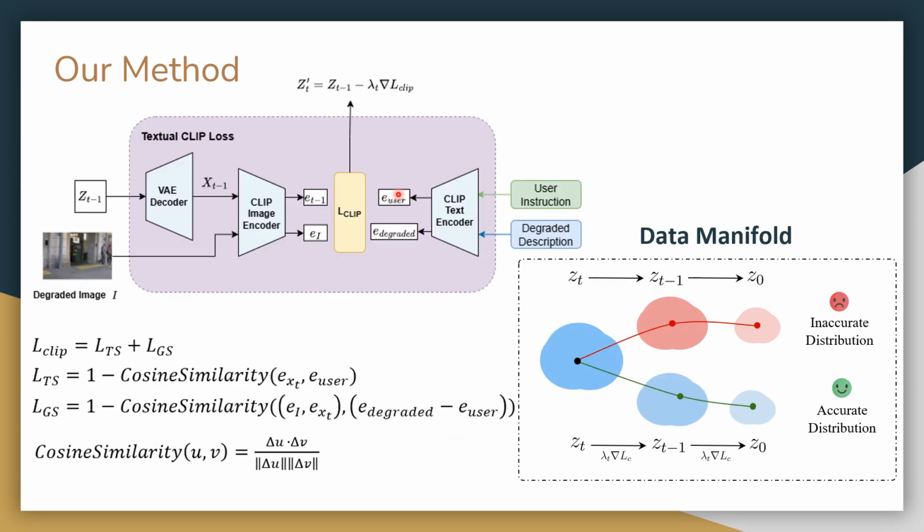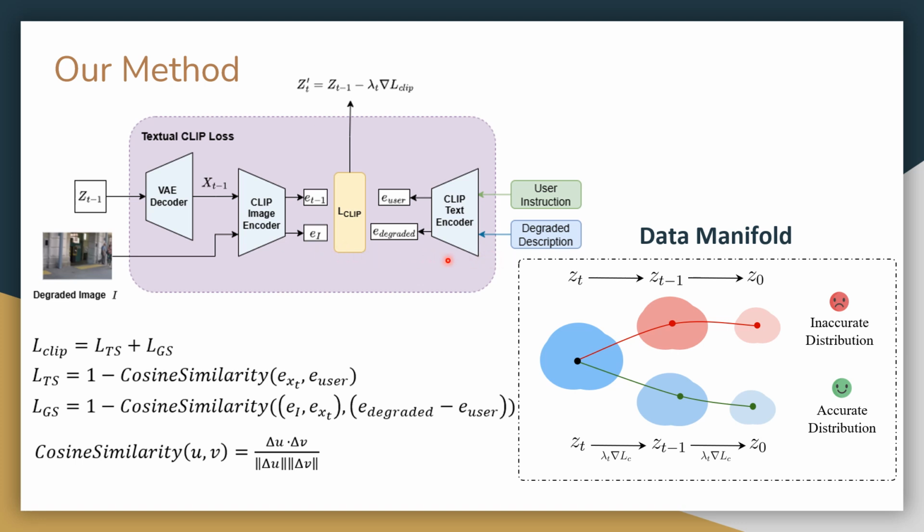Now, let's dive into the design of our textual contrastive guidance. First, we take the step result from the diffusion model and decode it into the image space. At this stage, we can get an image from a specific diffusion step. Our goal is to use the loss to guide the next step closer to the target distribution.